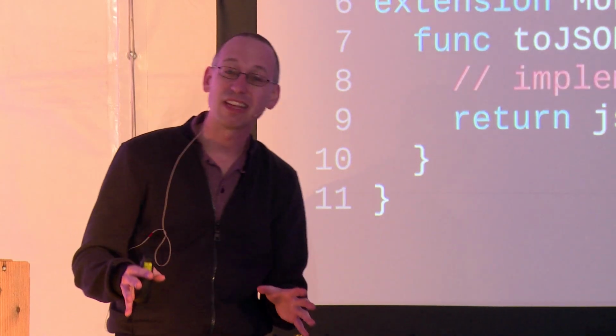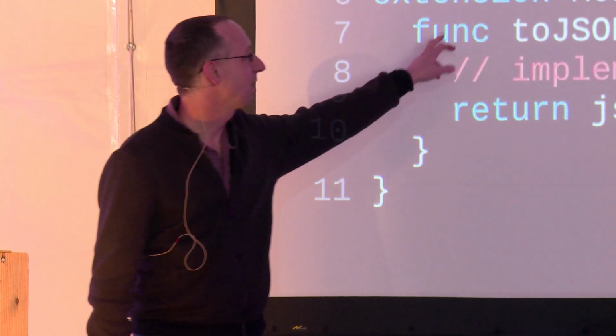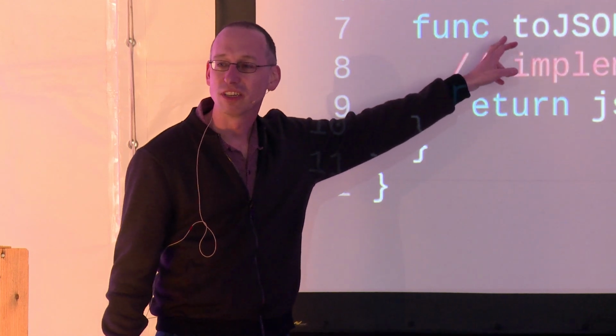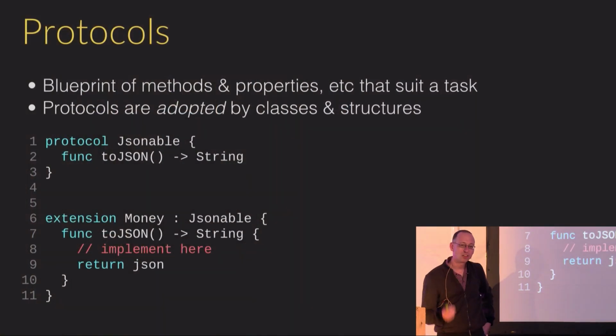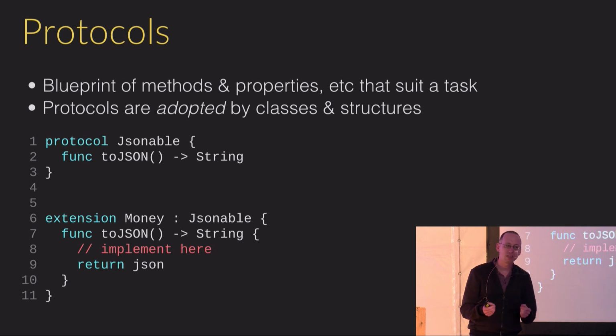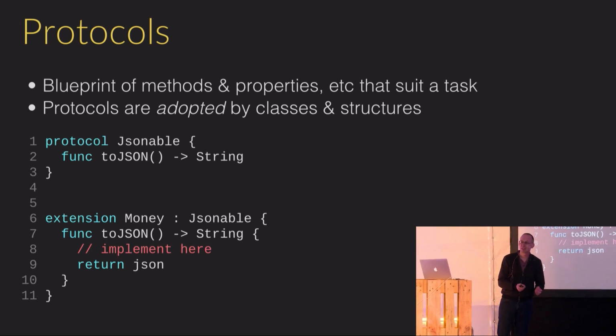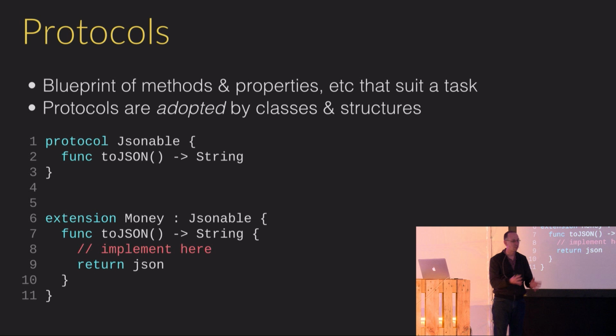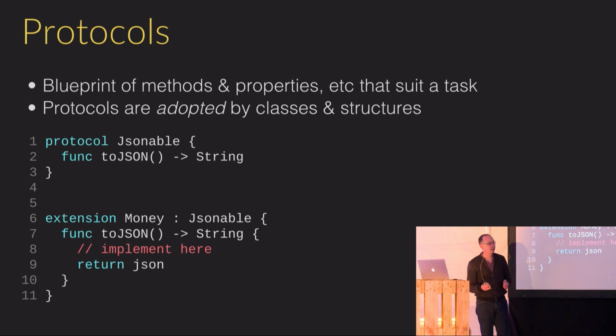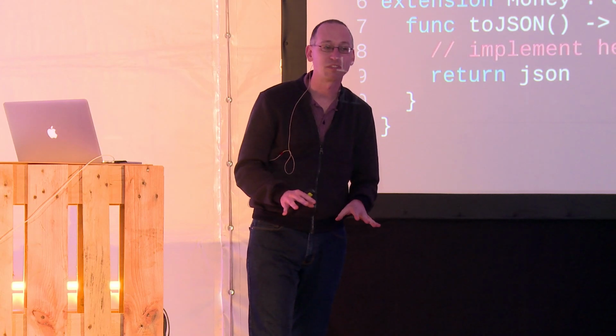Really nice thing about Swift is that keyword there, extension. I can adopt a protocol for a given class definition or struct definition in a different code file. So I can extend the money structure to make it JSONable in a different file. You say, well, so what? Well, the really nice thing about that is that I can do that for any class in Swift.